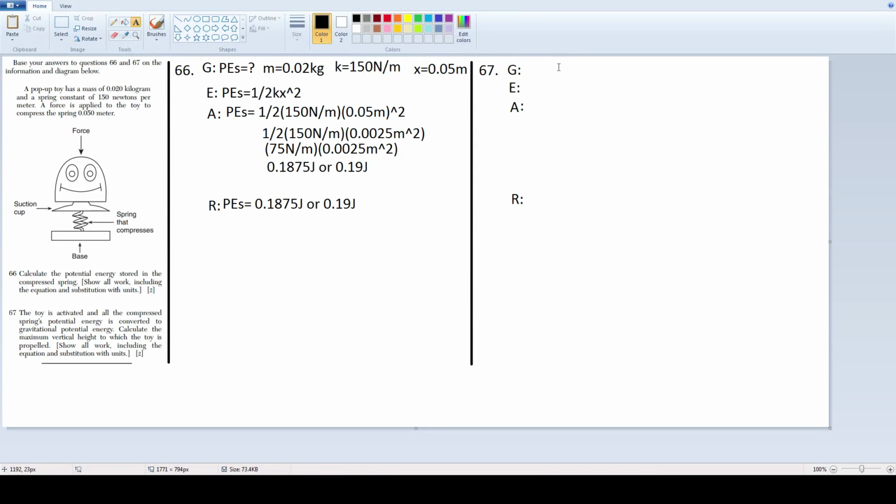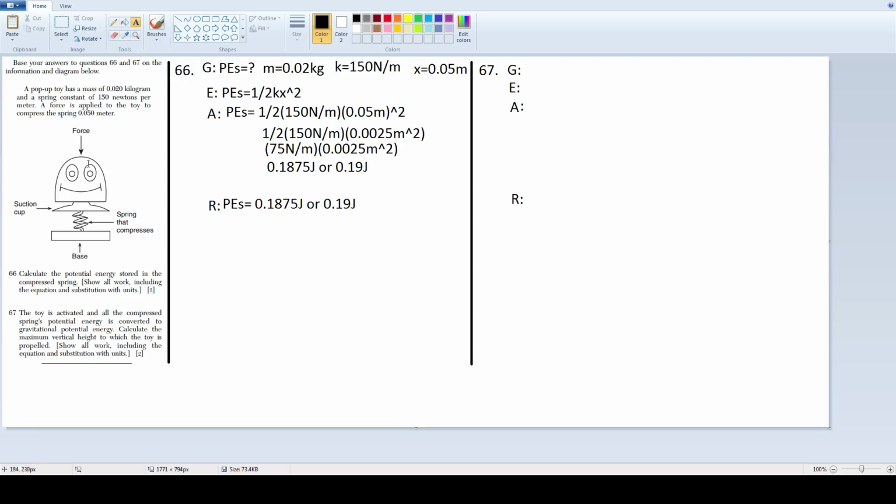Guys, we are back and we will be doing question 67 from the June 2007 regions, which involves springs and elastic energy. Well, elastic potential energy. For question 67, it says the toy is activated and all the compressed energy. Well, before I start, actually, we already did question 66. This is a continuation of the problem.